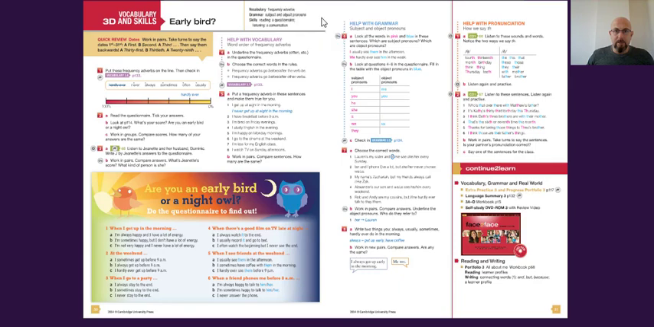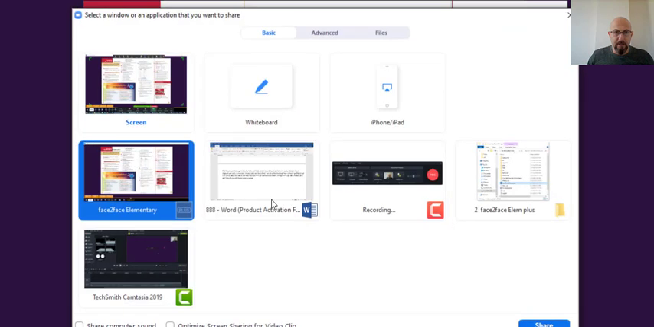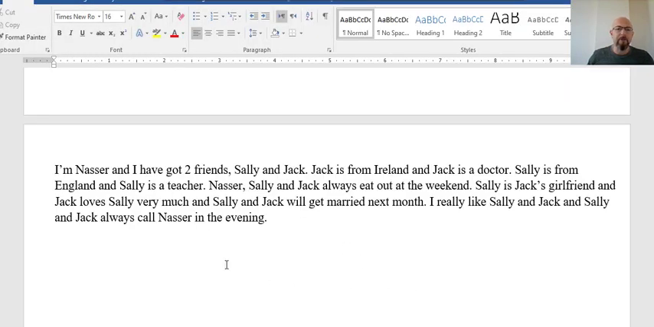Okay, so now let's go to the board to explain subject pronoun and object pronoun. This is a short story about Nasser and two friends. I am Nasser and I have got two friends, Sally and Jack. Jack is from Ireland and Jack is a doctor. Sally is from England and Sally is a teacher.